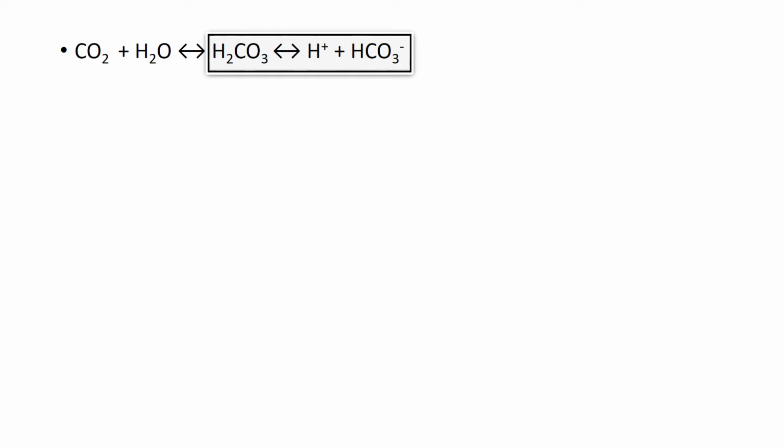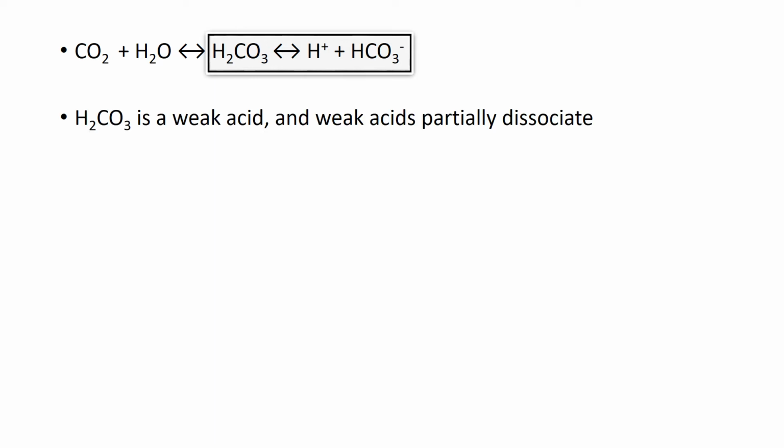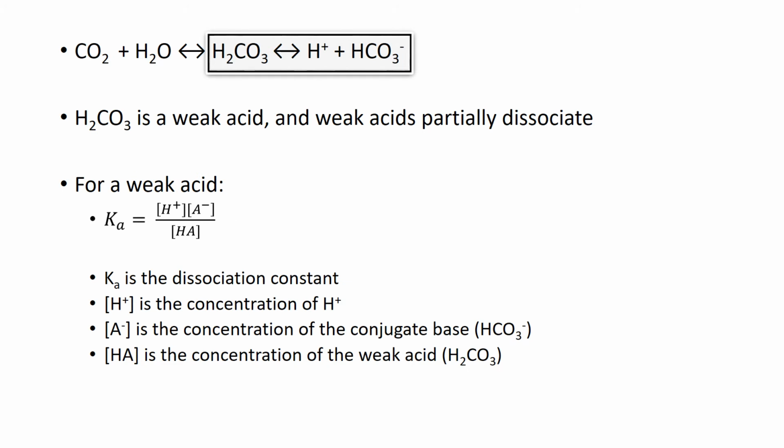this carbonic acid forms hydrogen ions and bicarbonate. Carbonic acid is a weak acid, and weak acids only partially dissociate. And for a weak acid, we can actually write this as Ka, the dissociation constant, is equal to the concentration of the products, here hydrogen ions and bicarbonate, over the concentration of the original acid, here carbonic acid. Technically, you do this for strong acids too, but let us focus just on this particular weak acid.